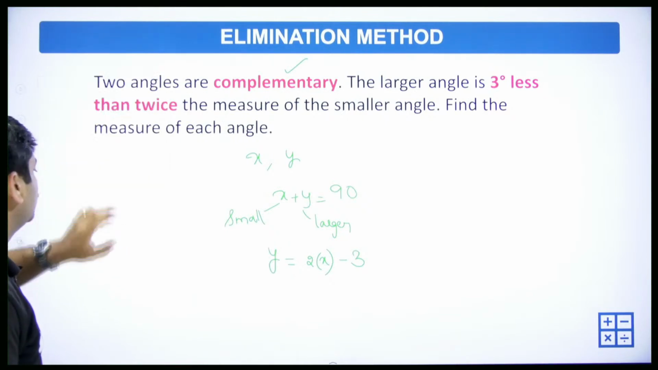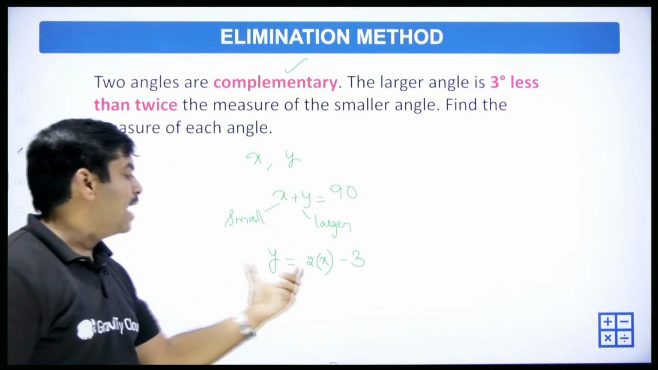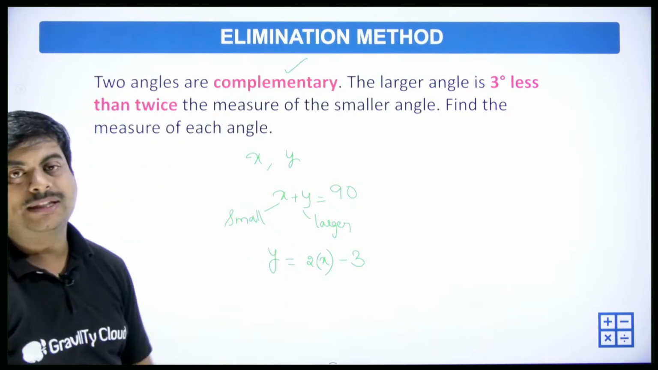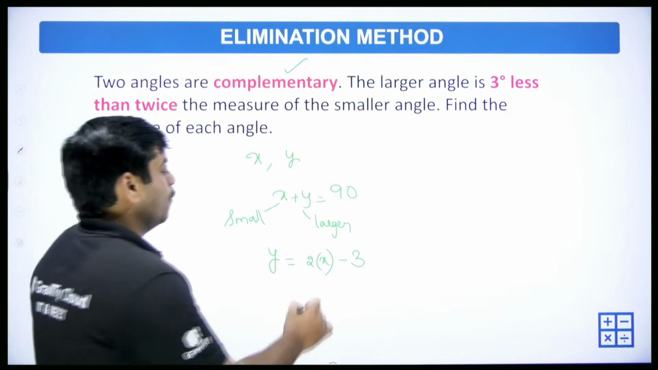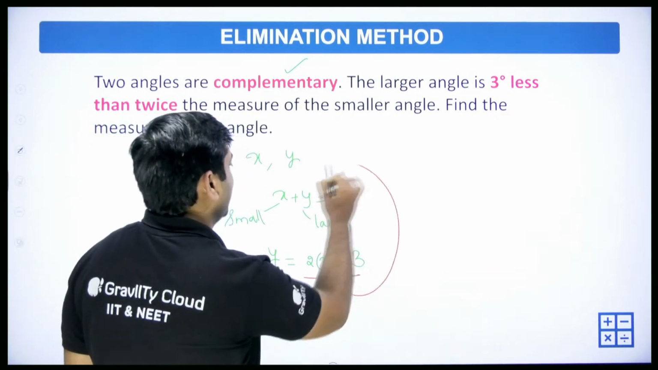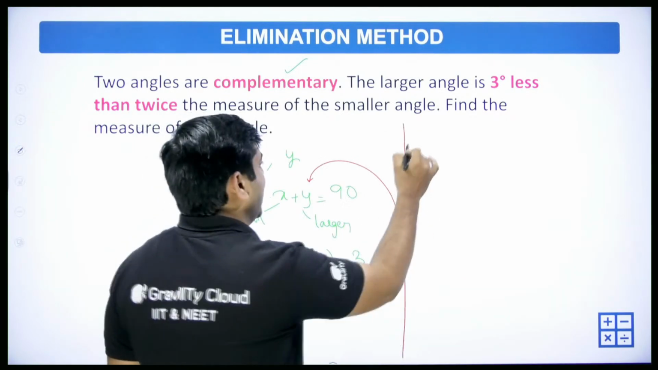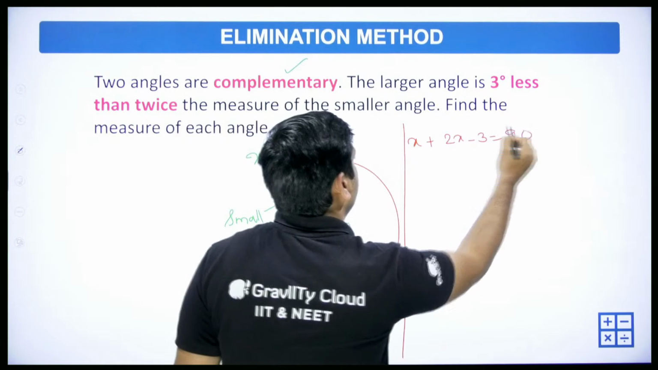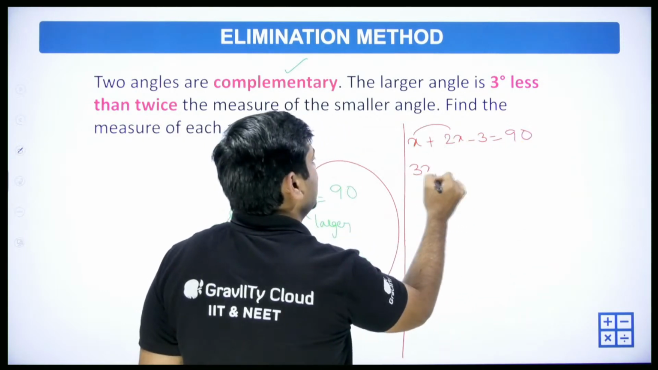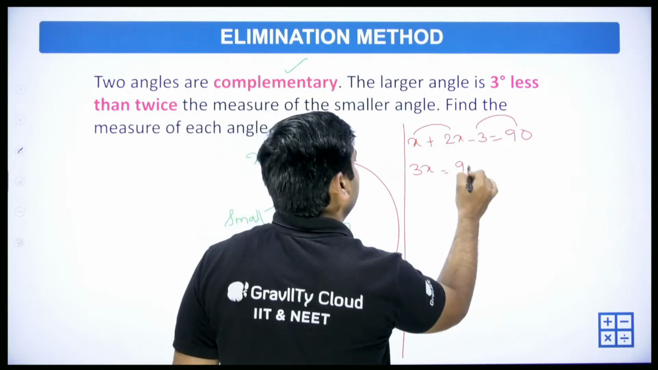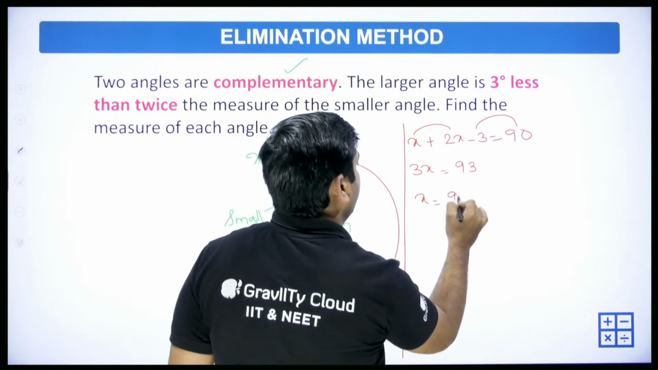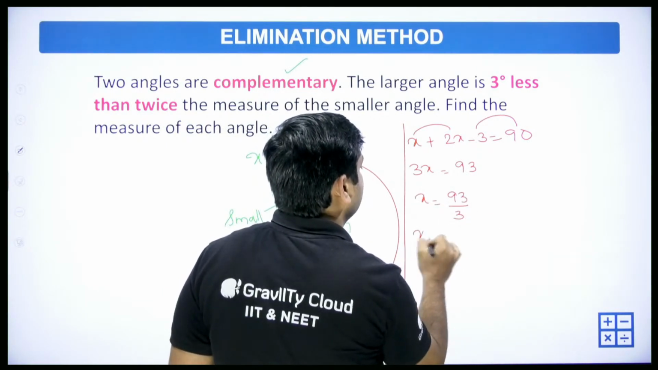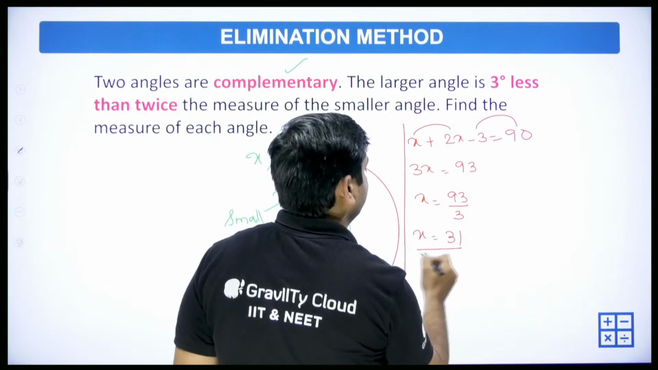You can go with substitution or you can go with elimination. As I directly have y, I prefer going with substitution. So y is 2x minus 3, substitute that back here. So x plus y, where y is 2x minus 3, is equal to 90. 2x plus x is 3x, equal to 90 plus 3 is 93. x is equal to 93 by 3. That will give you x is equal to 31.